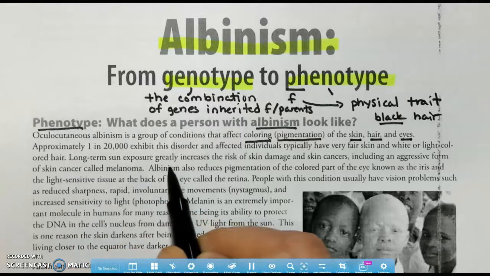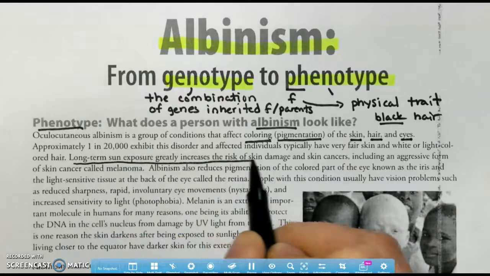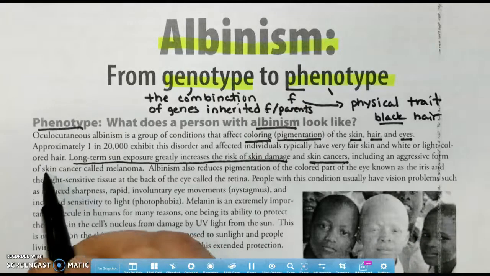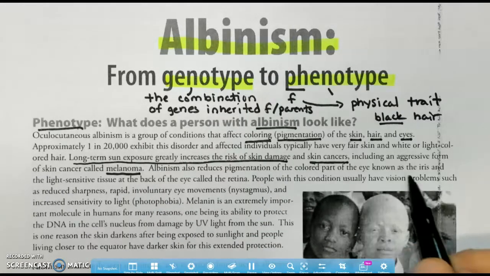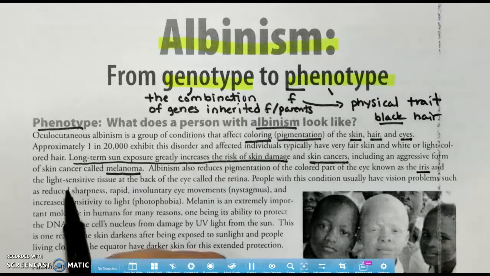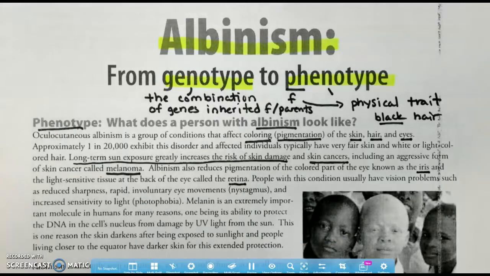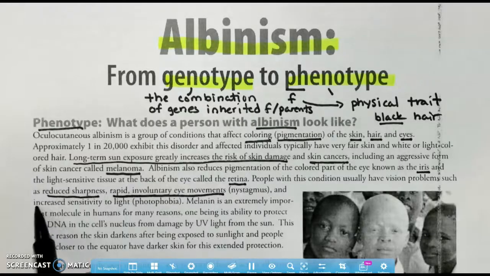Long-term sun exposure greatly increases the risk of skin damage and skin cancers, including an aggressive form of skin cancer called melanoma. Albinism also reduces pigmentation of the colored part of the eye, known as the iris, and the light-sensitive tissue at the back of the eye, called the retina. People with this condition usually have vision problems, such as reduced sharpness, rapid involuntary eye movements, and increased sensitivity to light.